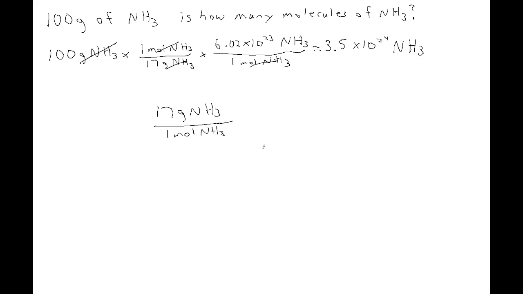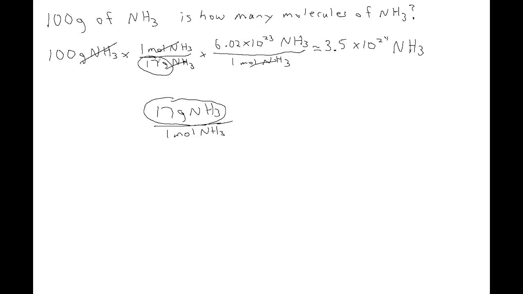The numbers on the top and the bottom of ratios are generally hypothetical, and the numbers that are not in the ratios are actual. So here's what I mean by that. In this problem, do we really have 17 grams of ammonia? Well, no, that's just hypothetical. What we really have is 100 grams, right?